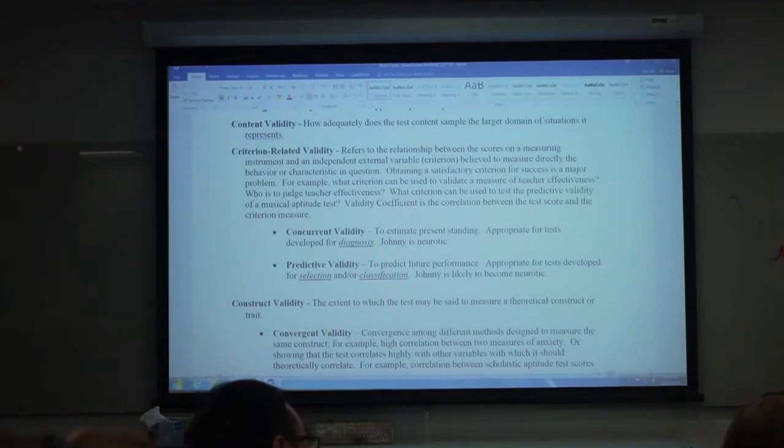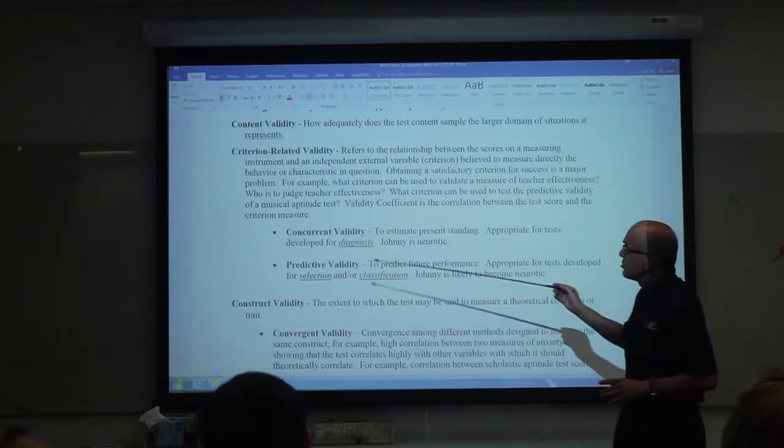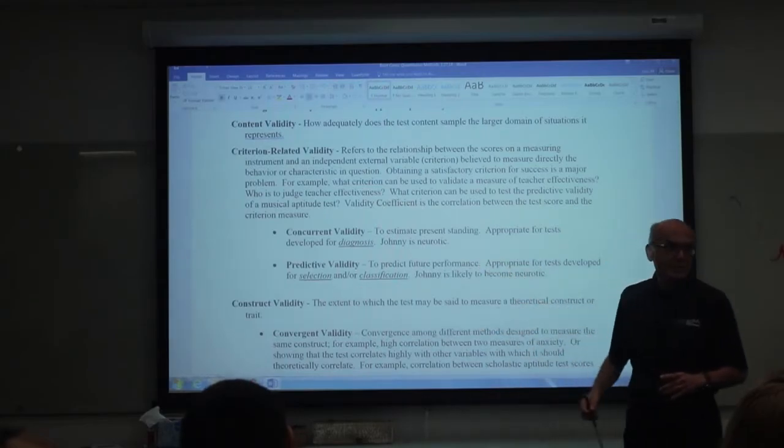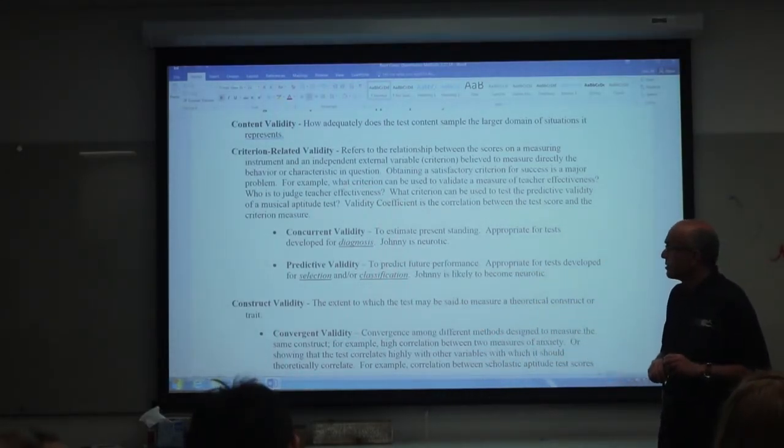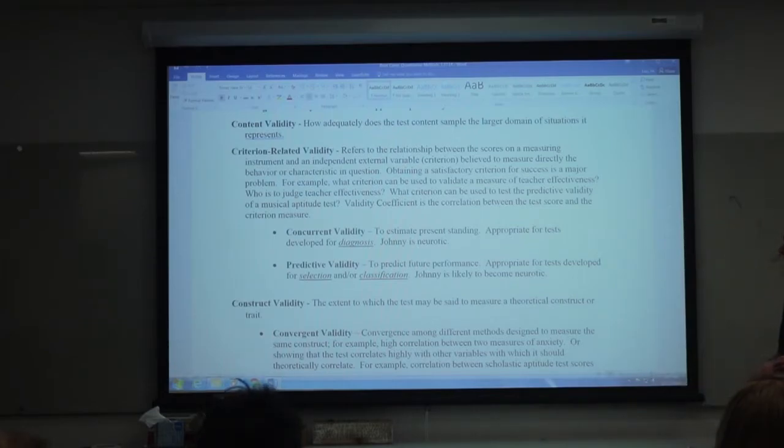So the next time you read, whenever you have an instrument, it comes with a manual. And the manual talks about evidence of validity and reliability. Then pay attention when the authors claim that the instrument has criterion-related validity, and then which one? And based on that, then you use the instrument.